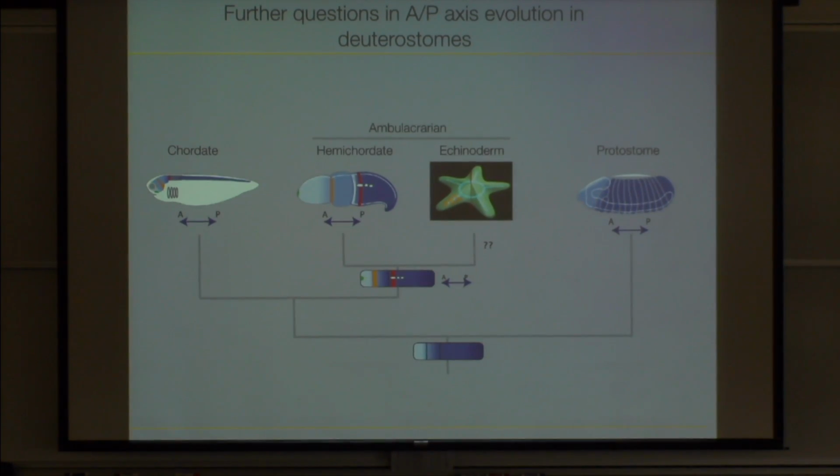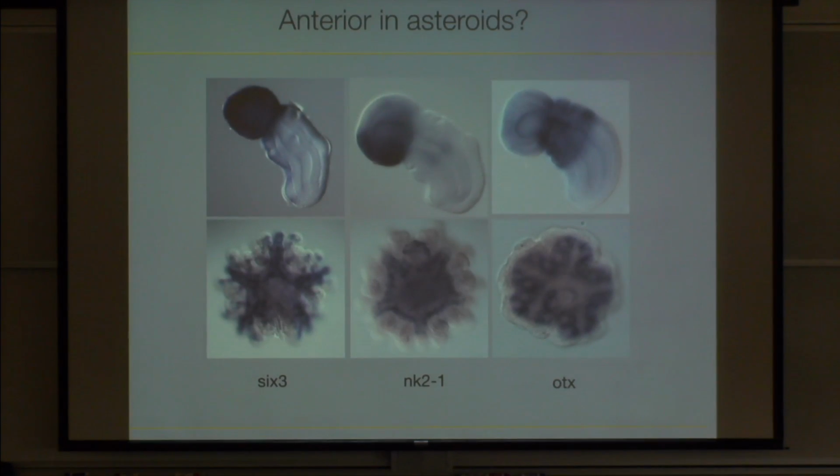Or did the whole thing get blown apart and reassembled into completely novel topologies, which tells nothing about the organization of the echinoderms? So we just started to look at this. So 6-3, which is this anterior forebrain marker and proboscis marker in hemichordates.